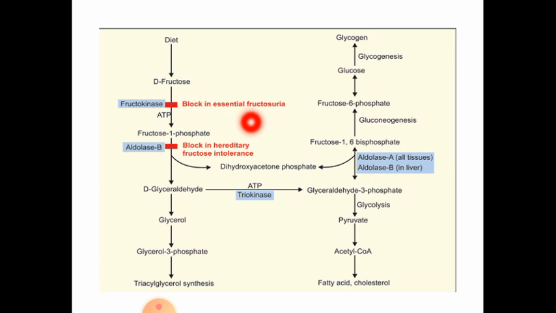A disease condition called fructosuria is due to the deficiency of fructokinase. Whenever there is a deficiency of the fructokinase enzyme, it can lead to fructosuria. And hereditary fructose intolerance is due to the deficiency of the aldolase B enzyme.